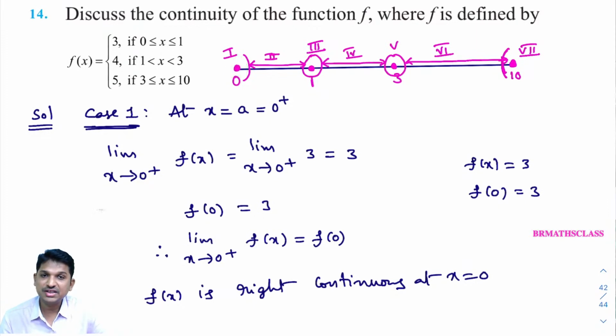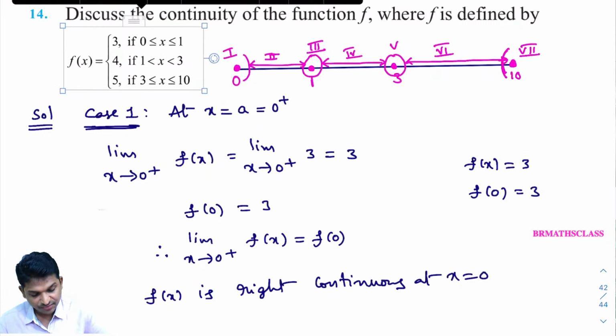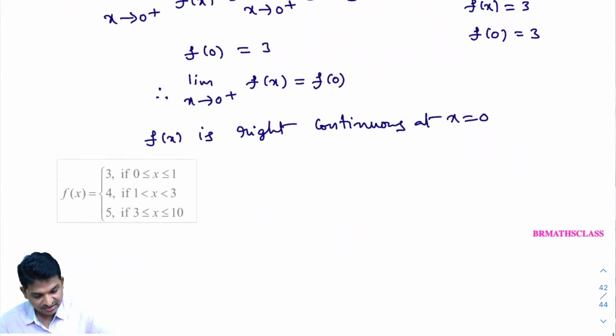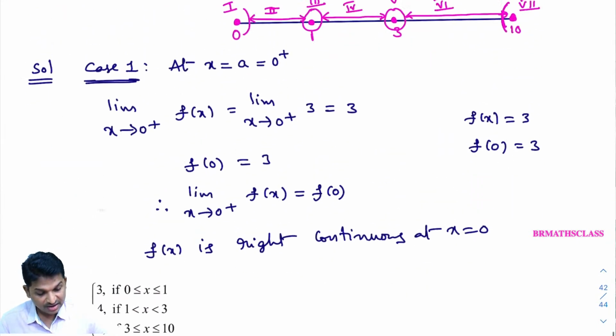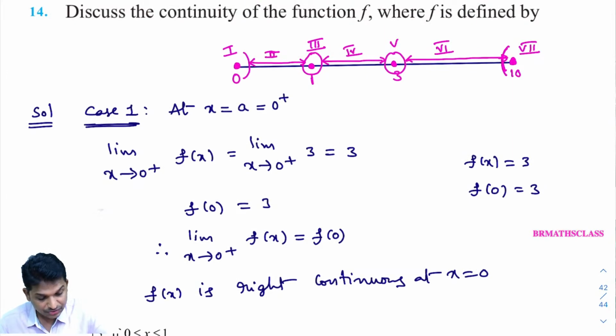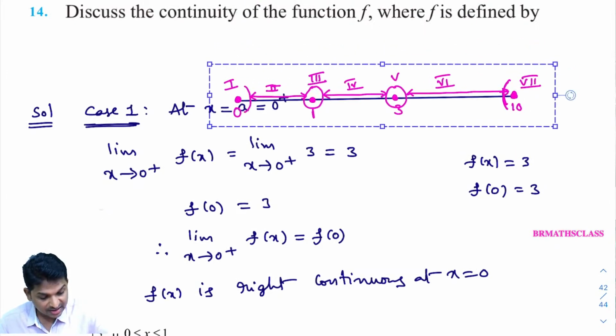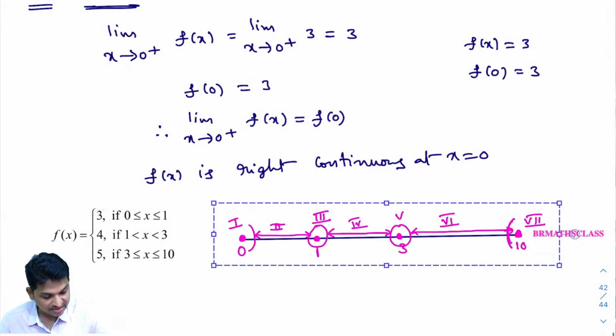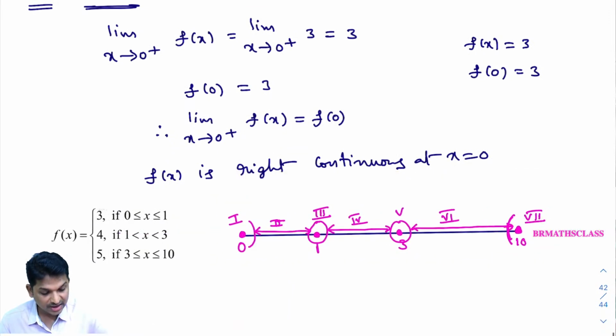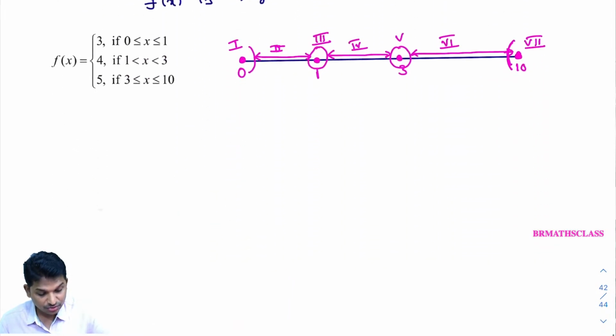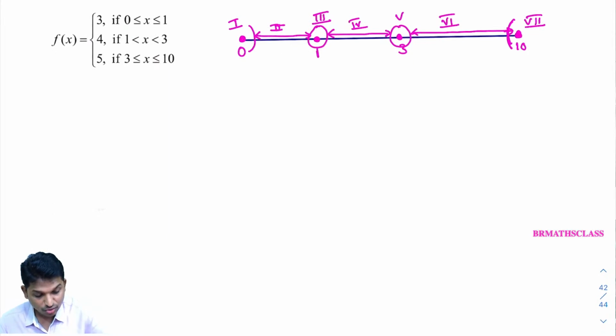Now, I need to check the continuity of the function when x value is in between 0 and 1. Case 2. What are the things needed? I'll carry forward those things. This function we need, and I need this number line also. We'll carry this along with us. So case 1 is over. What did you get at case 1? At case 1 it is continuous. Okay. Case 2.